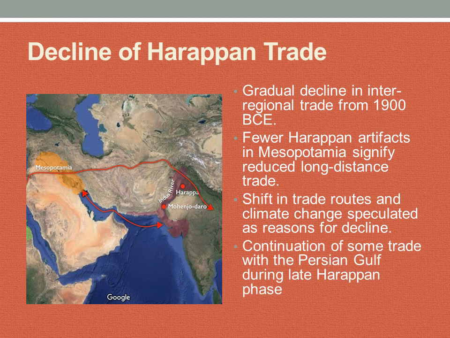There was a continuation of some trade with the Persian Gulf during the late Harappan phase. So the late Harappan phase comes after the mature Harappan phase, and it starts roughly from around 1900 BC. And during this late Harappan phase, even though there was a decline in trade, we find that there was a continuation of trade with the Persian Gulf, which is highly significant because by that time trade with Mesopotamia was almost over.